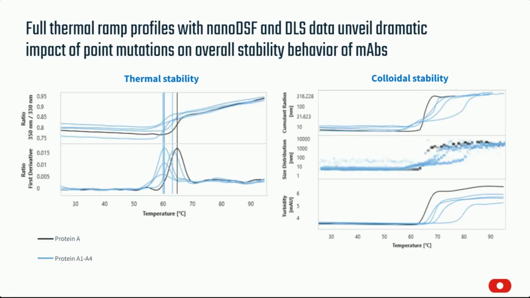Now, protein A and its daughters are shown here. Protein A is still shown in black, and the daughters are all shown in blue. Here, even though we have even fewer changes to the primary sequence, again, we're talking about only 2 to 3 point mutations per construct, you're still seeing big changes in the profiles. The melting temperatures are all decreased compared to the parents. However, the scattering and the turbidity data actually show some improvements in terms of colloidal stability.